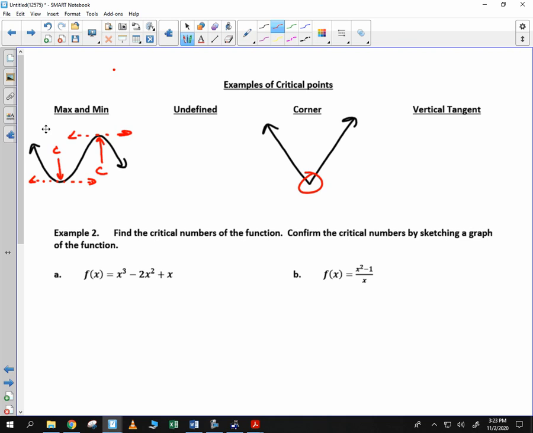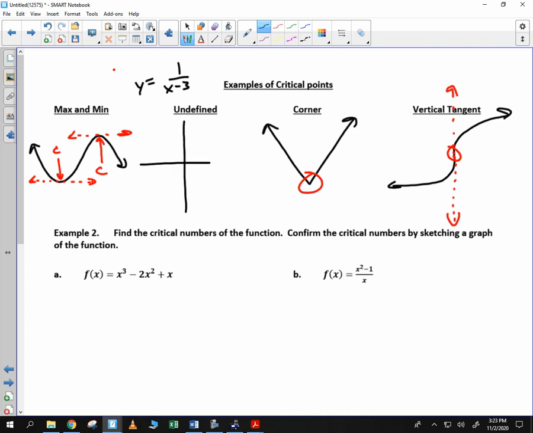Okay. And then another spot that we need to consider for a critical point is again where the derivative does not exist. Derivative does not exist where you have a vertical tangent. If you have a vertical tangent, then that's a critical point as well. So I want to talk about the undefined scenario. So if we consider, say, y is equal to 1 over x minus 3, if you think about that graph, 1, 2, 3 units, hopefully you remember a little bit that graph looks something like that.